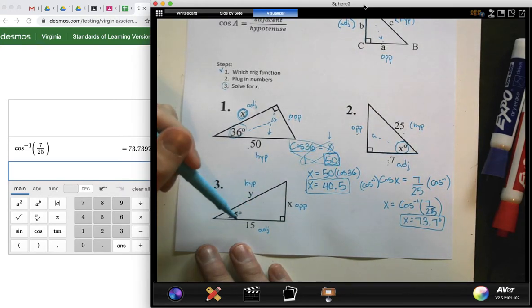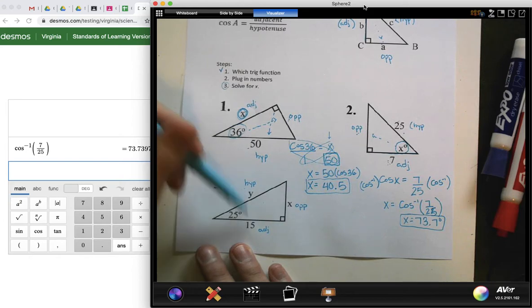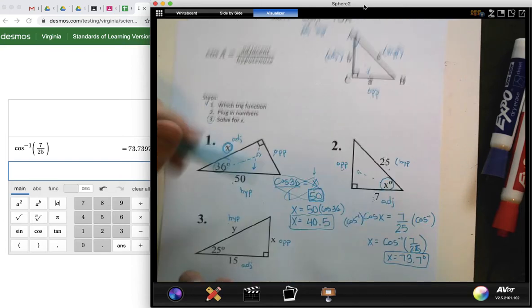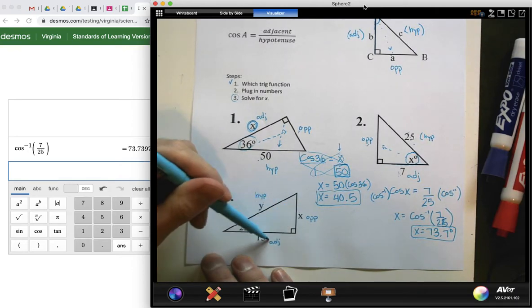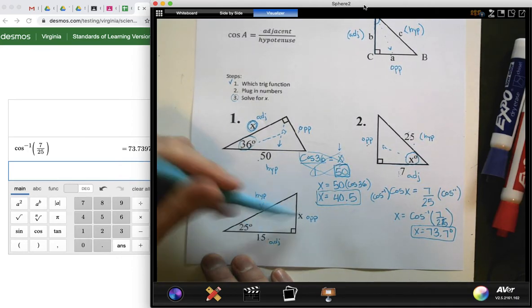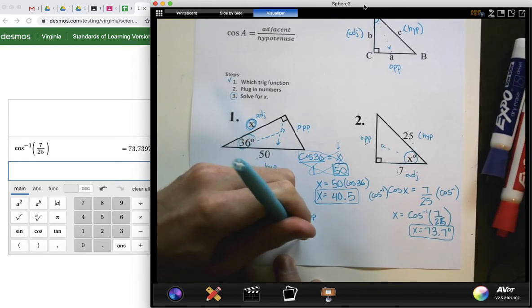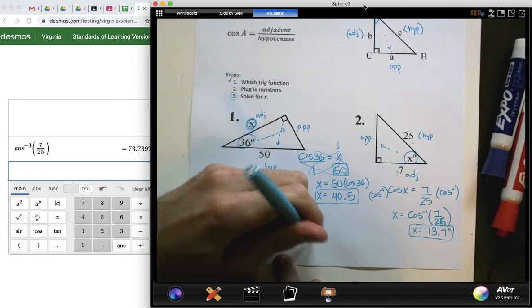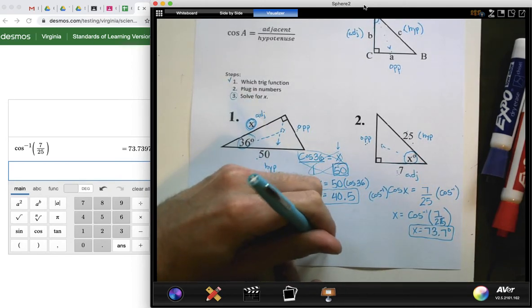Okay, let's try cosine. So cosine is adjacent over hypotenuse. Well, that would help me solve for y, but I want to solve for x right now. So to solve for x, let's look at tangent. Tangent is opposite over adjacent. So if I go opposite over adjacent, I have this, the only thing I'm missing is the x. So tangent 25 would be equal to x over 15.